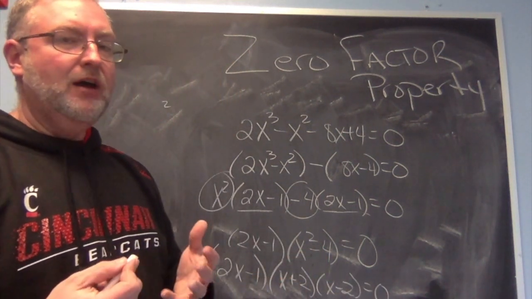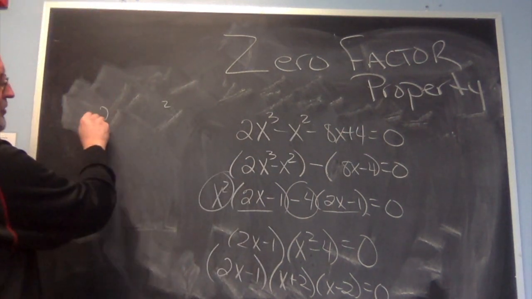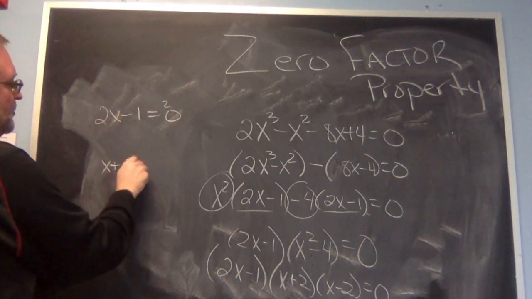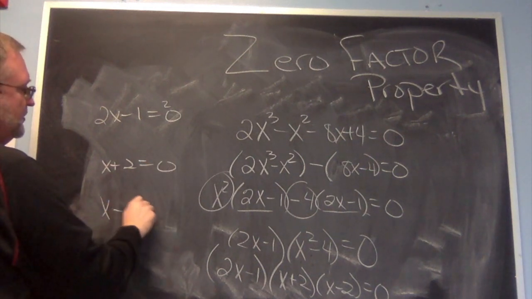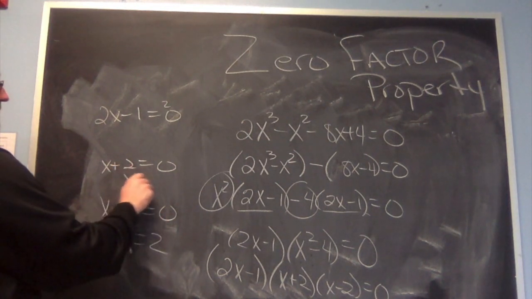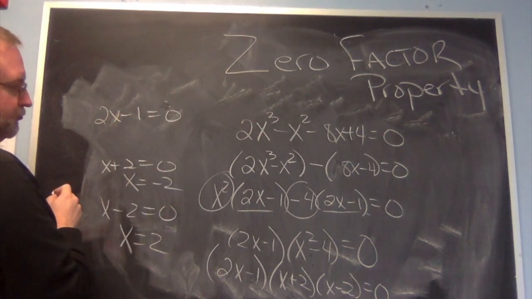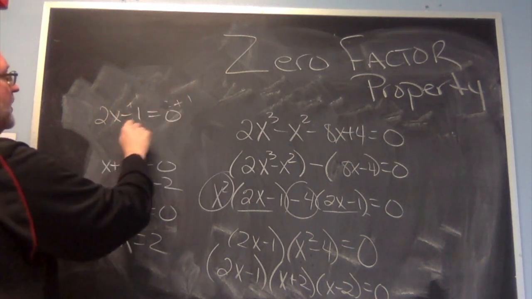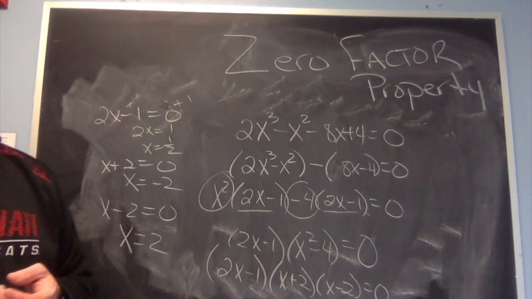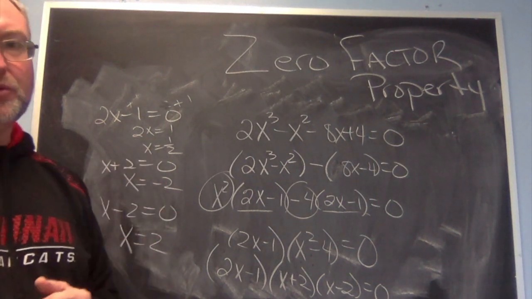All right, and so now I'm going to have 3 possible solutions. I take each of these. I put 2x minus 1 equals 0. Then I'm going to do x plus 2 equals 0, and x minus 2 equals 0. So this one's obviously got x equals 2, x equals negative 2, and on this one, I'm going to add 1, 2x equals 1, so x is going to equal 1/2. All right, so my 3 solutions are 1/2, negative 2, and 2.